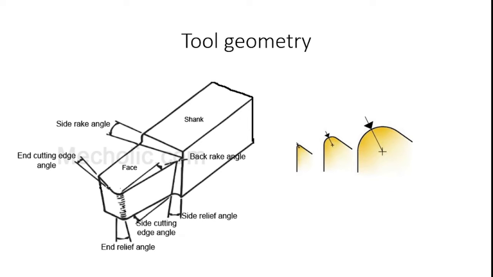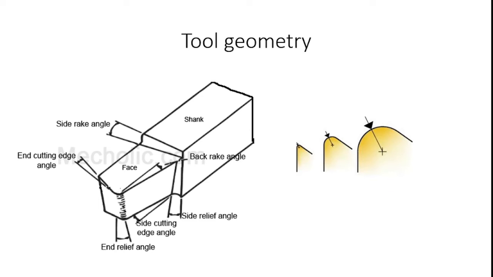So end cutting edge angle is the responsible factor for chatter and vibrations that are present in turning operations. This angle usually varies from 5 degrees to 15 degrees. So the end cutting edge angle lies between 5 degrees and 15 degrees.